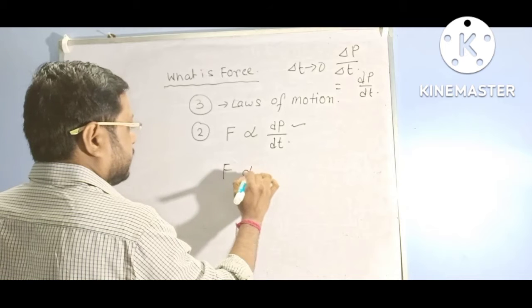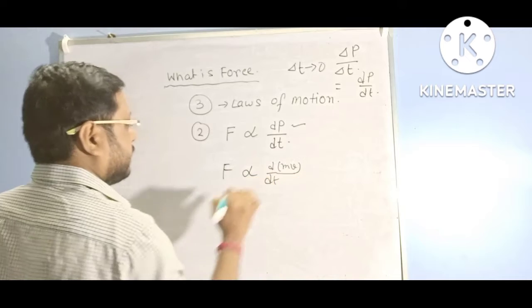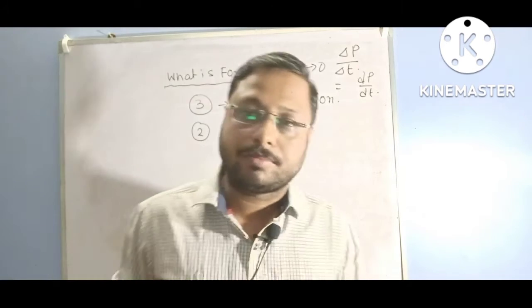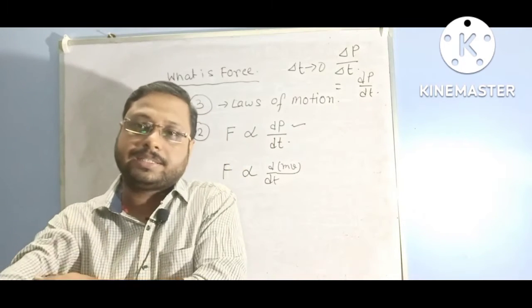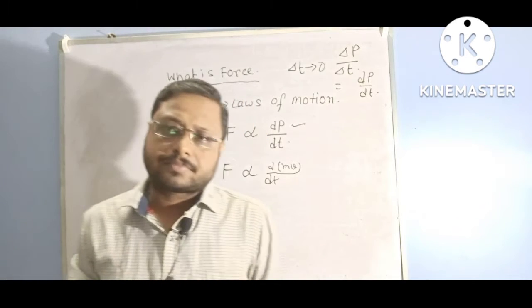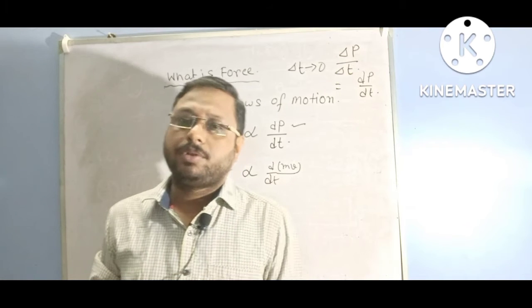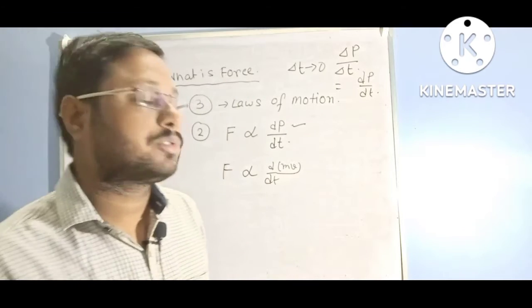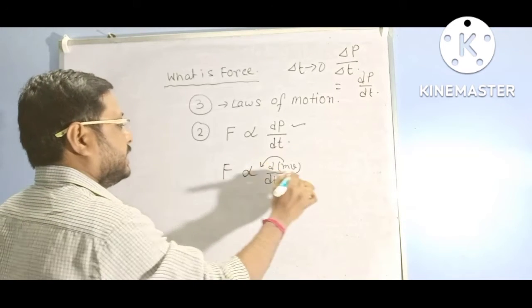F is proportional to d/dt of mv. If mass is constant, and we know that mass is always constant. The mass of a particle is the amount of substance that exists in a particle or any object, and it is constant on Earth and outside, like on the Moon, the Sun, or outside the galaxy. So the constant term is always outside of this derivative.